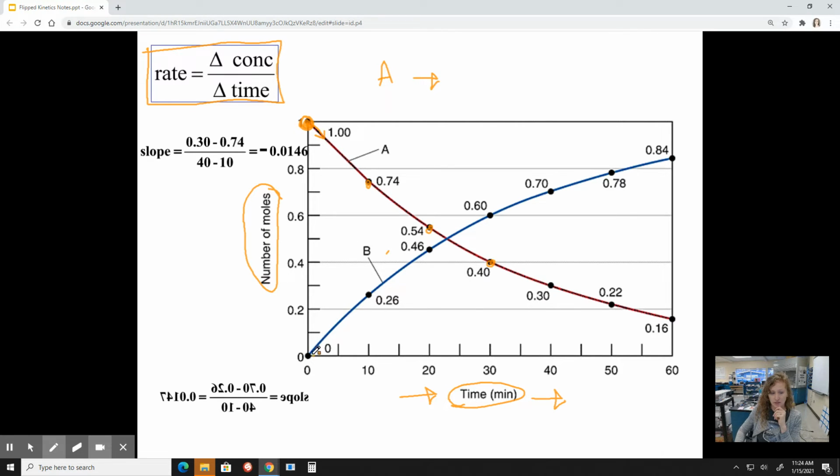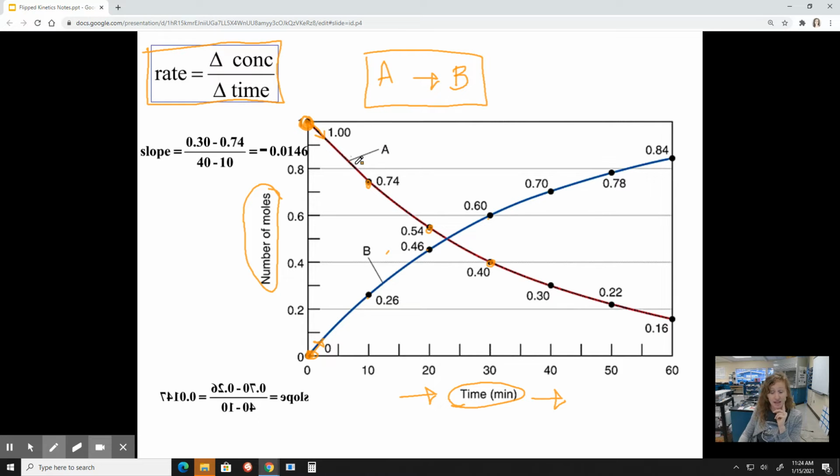Let's take a look at B. What's this blue line representing B going to be? We start at 0 moles and we get more and more and more. So B is going to be a product. Okay, so here's our general form of the reaction.